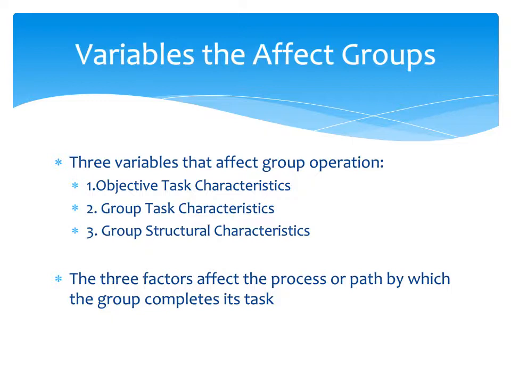Three sets of variables determine how a group functions. The first are the objective task characteristics, such as the impact of the task, the clarity of the problem at hand, the kind of expertise the problem requires, etc. Then there are group task characteristics which are variable depending on the group, such as their experience with this type of problem. The third variable is group structural characteristics, including degree of cohesiveness, size and history of conflict.